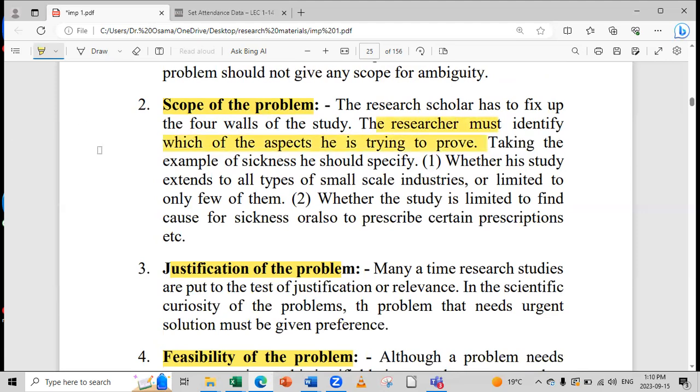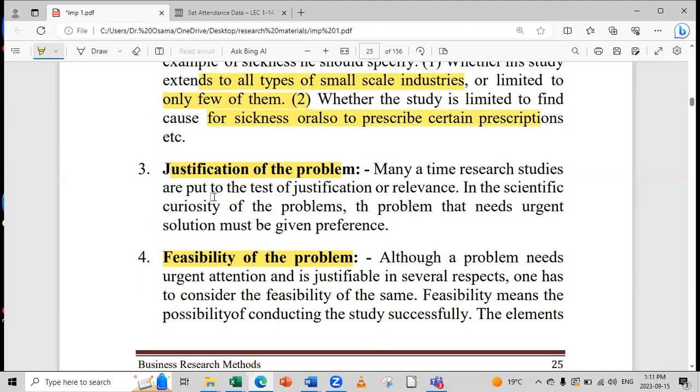Taking the example of the sickness, he should specify whether his study extends to all types of small-scale industries or is limited to only a few of them, and whether the study is limited to finding causes for sickness or also to prescribe certain prescriptions. It's also justification of the problem.